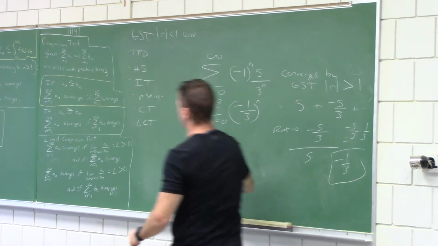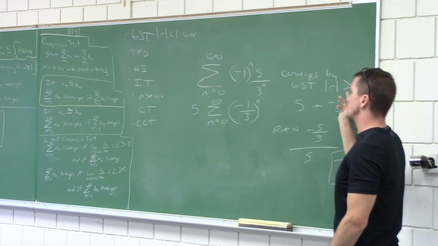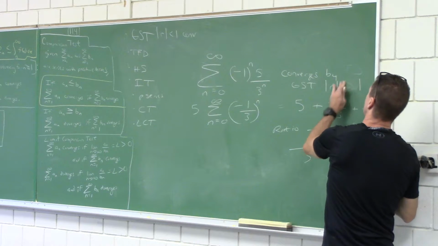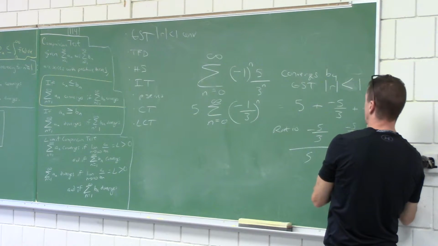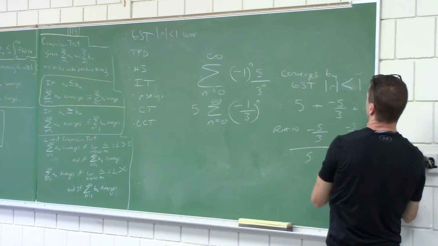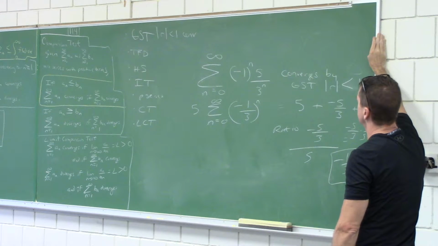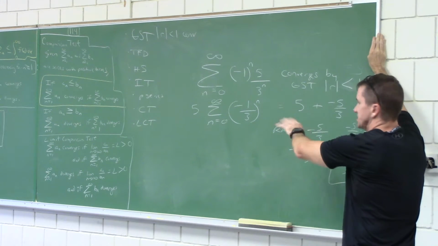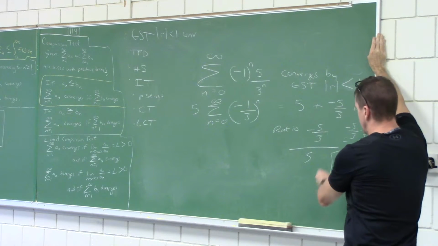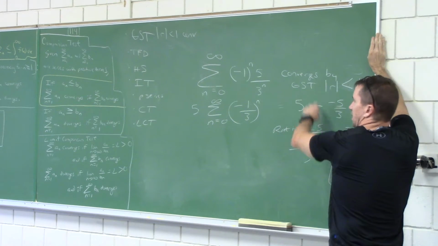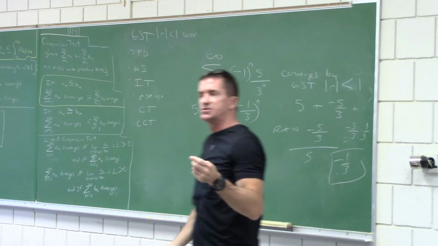I don't have it written down, but it's when it's less than 1, not greater. Oh yeah, you're the best. I was writing that it's less than, that's 1/3. We're saying the absolute value of that is less than 1. And then the justification, I have it all here, right? There's the ratio. It converges by GST.